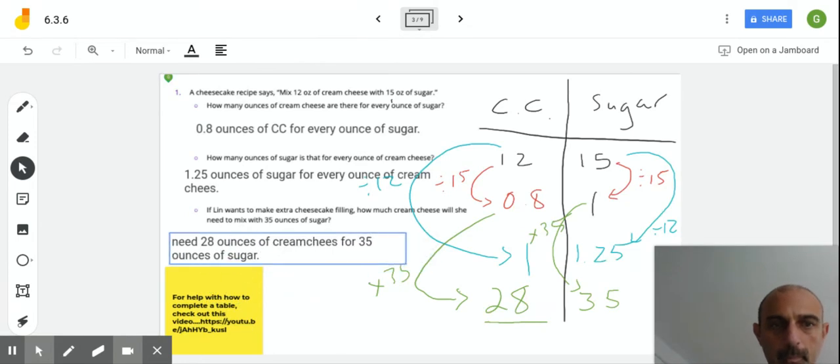All right. So if you're stuck, I hope that gets you unstuck going from the word problem to the table, and then how to use the table to solve the problem. And you can kind of use this model for the rest of the questions on this Jamboard.